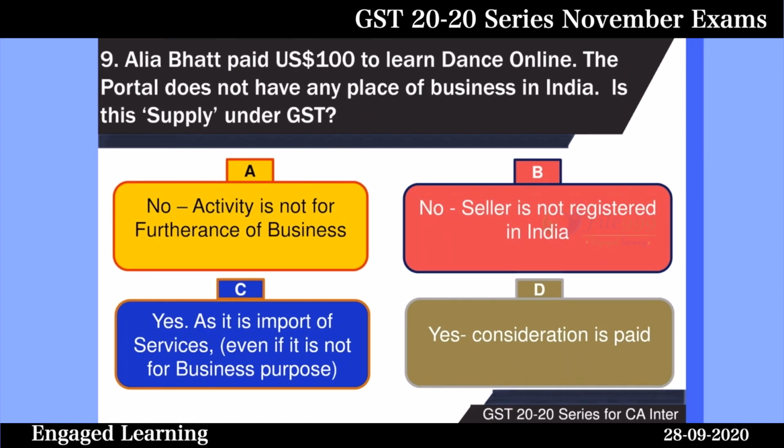Alia Bhatt paid $100 to learn dance online. The portal does not have any place of business in India. Is this supply under GST? Options are A, no, activity is not for furtherance of business. Option B, no, seller is not registered in India. Option C, yes, as it is import of services even if it is not for furtherance of business. And option D, yes, consideration is paid.